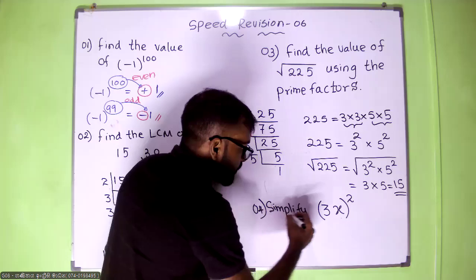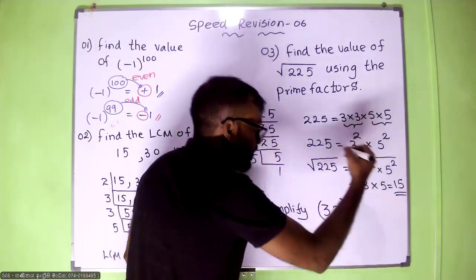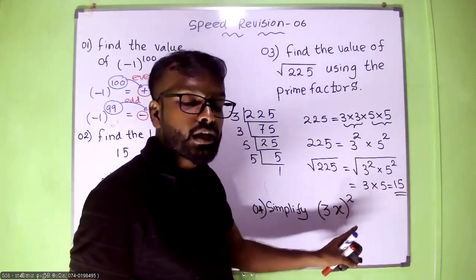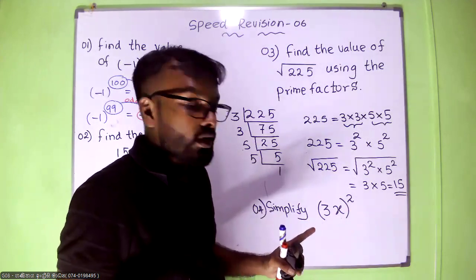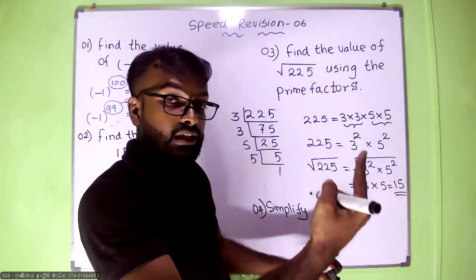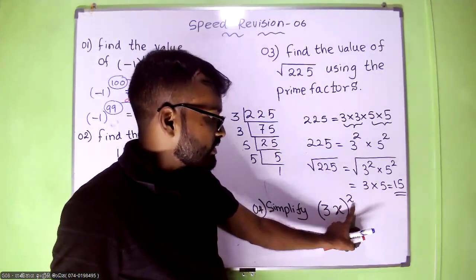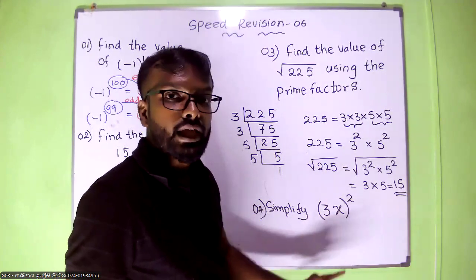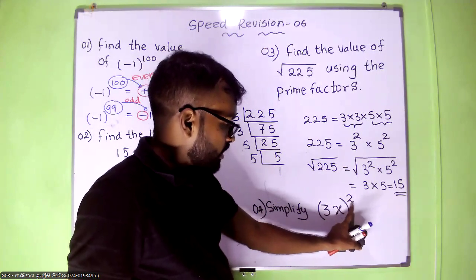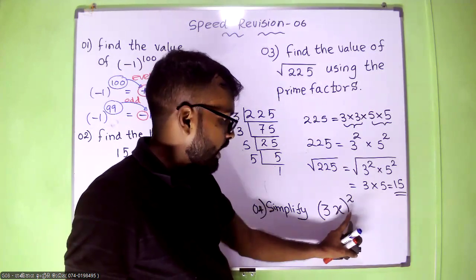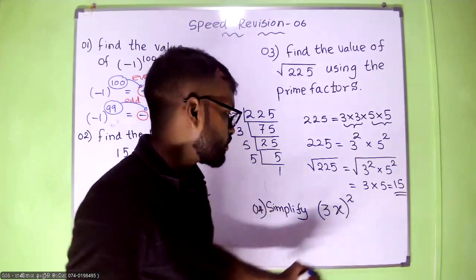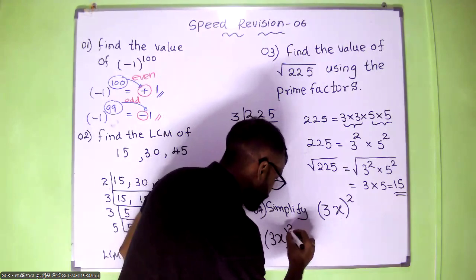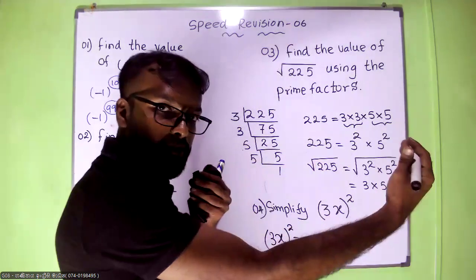830. Simplify (3x) to the power 2. Again, knowledge of indices. What is the meaning of the bracket? It is multiply, right? And there is another thing: this power 2 is common for 3 and common for x. So you can write this (3x) to the power 2 can be expanded.